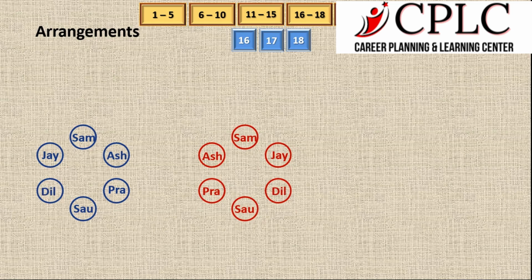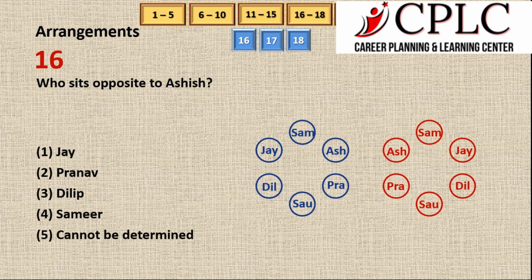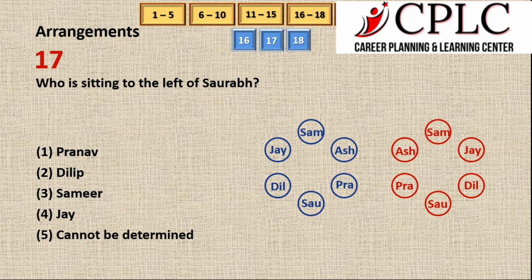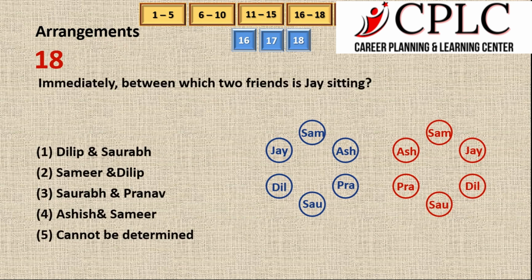Let's try to answer the 3 questions. First one, who sits opposite to Ashish? Obviously, it is Dilip in both the scenarios, and hence that is the answer. Option 3. 17th one, who is sitting to the left of Saurabh? Dilip or Pranav, cannot be determined. Option 5. Be very careful. 18th one, immediately between which two friends is Jay sitting? Jay is sitting between Samir and Dilip in both the arrangements, which is the same answer, and hence that is the answer, which is option 2 for the 18th one.